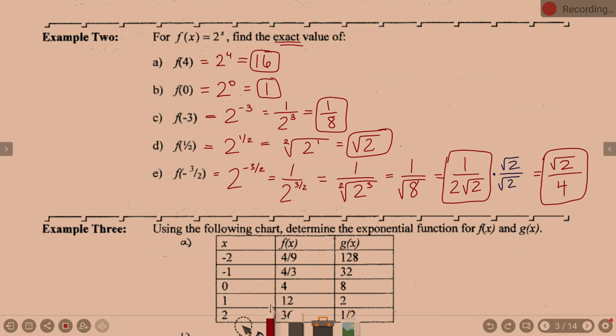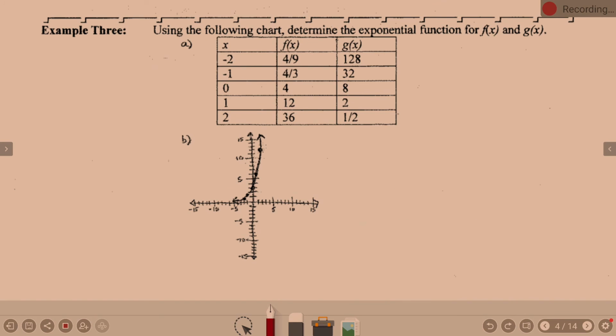Okay, I am running slightly behind because I need to get through this next example and I have 5 minutes. Let's see what we can do with it. Really there's a part A and a part B here. Actually, there's 3 problems here. I'm not even going to get to B. So, use the following chart to determine the exponential function for f of x and for g of x.